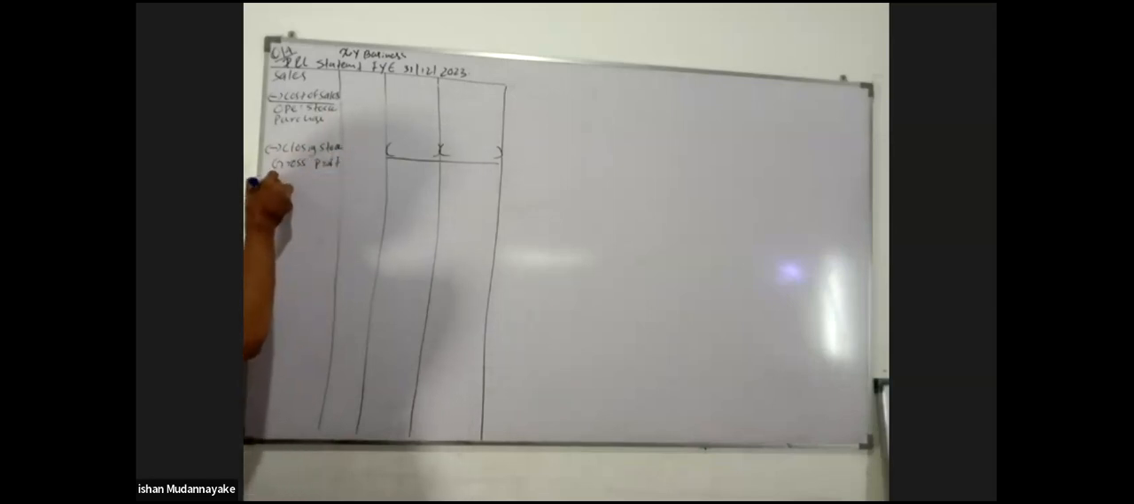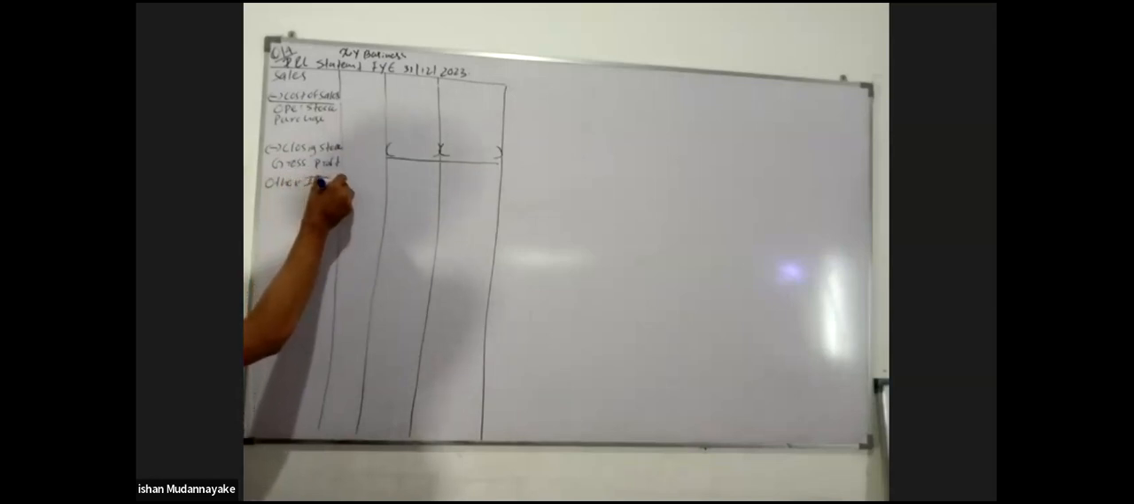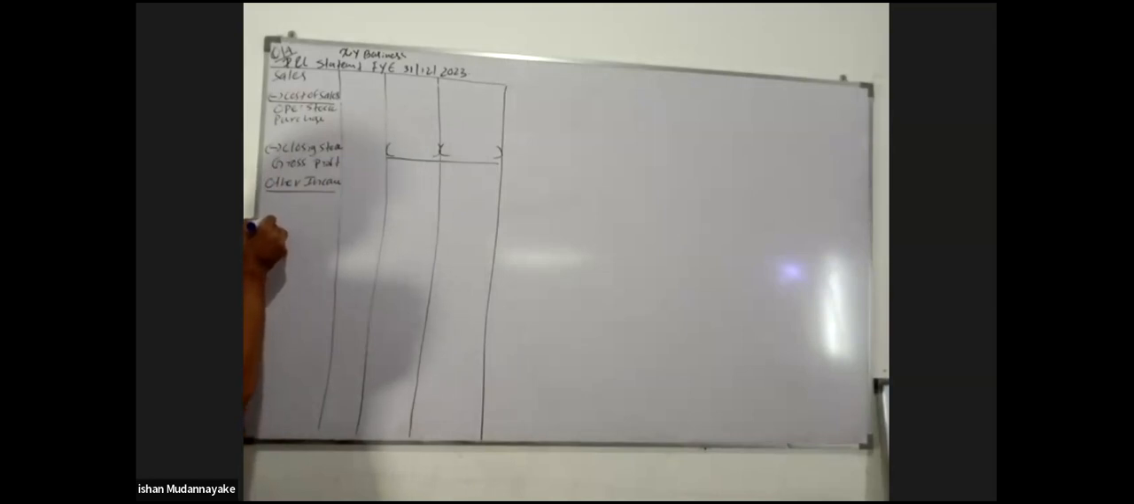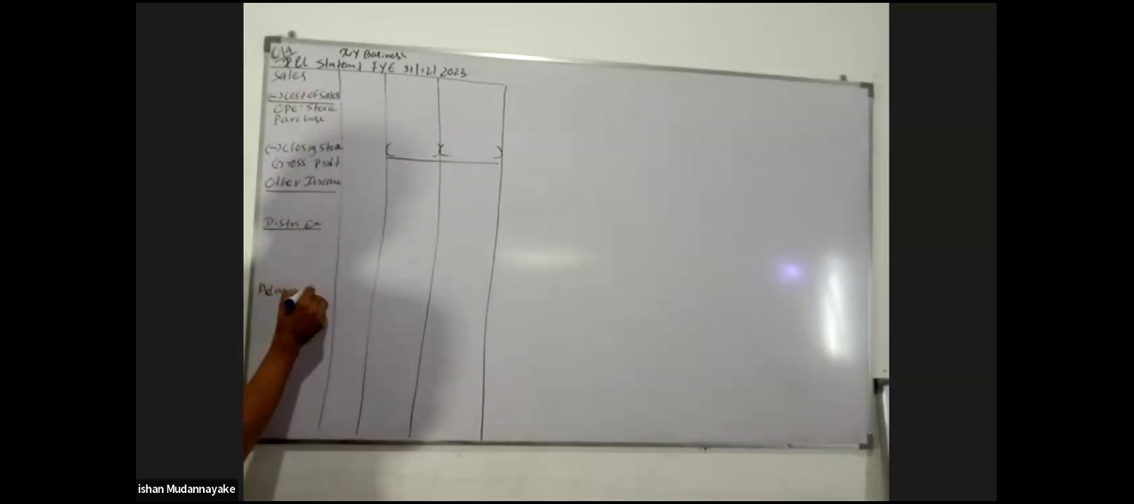And then here other income. And then write down distribution expense, administration expense, and finance expense.